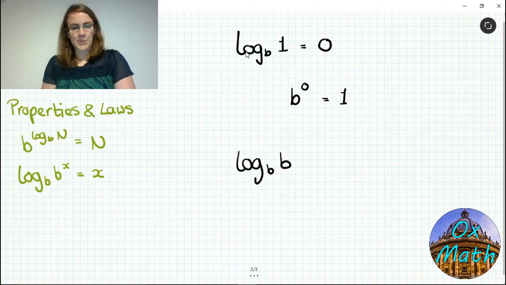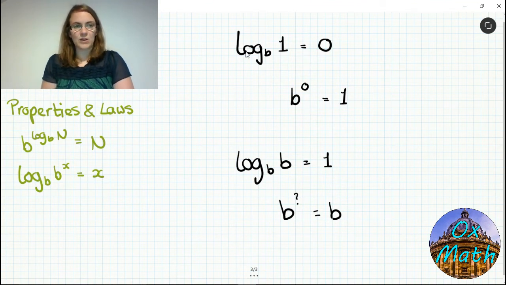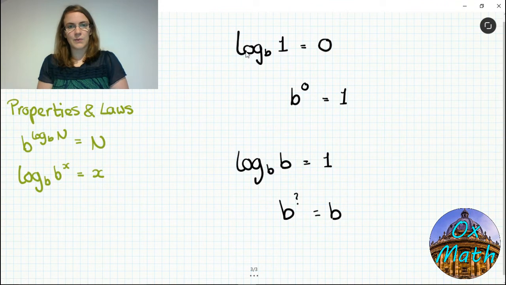Our fourth useful property is if we have log base b of b. So this means what power goes with b, so b to the power what is b. The only way we can get b out is if our power is 1. Any other power will change it. So log b of b is just 1. So log b of 1 is 0 and log b of b is 1. Again, they are useful properties to remember when you are dealing with equations that have logarithms in them.